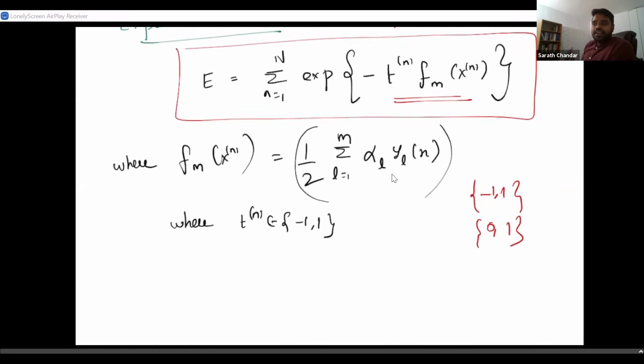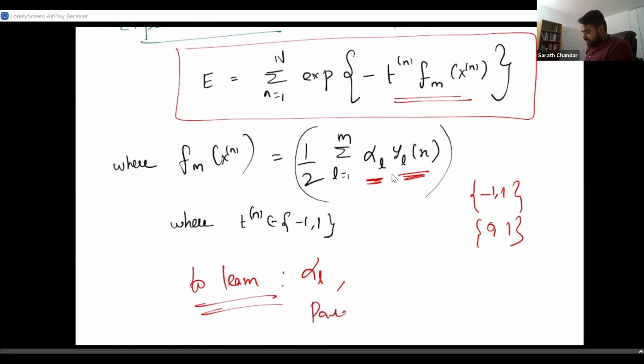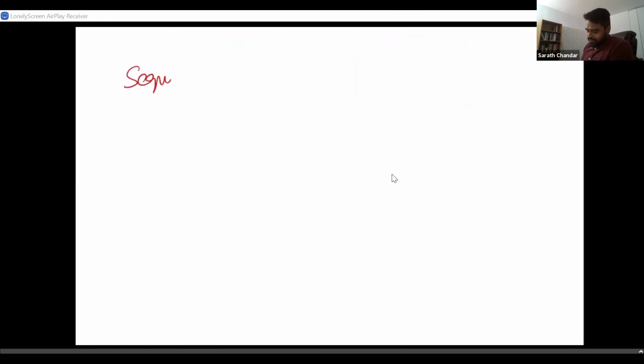Now, unlike other classification algorithms we have seen so far, in the case of boosting you have to learn two things: one, the weighting coefficients alpha_l, and you also have to learn the parameters of y_l of x. Instead of doing this in a global way, trying to learn everything together, we are going to take a sequential approach, as I discussed in the beginning of the lecture.